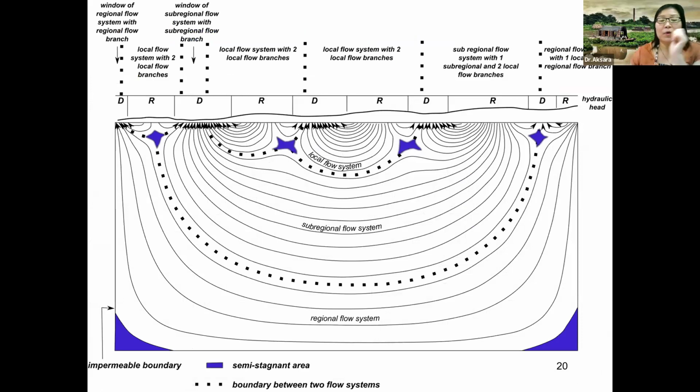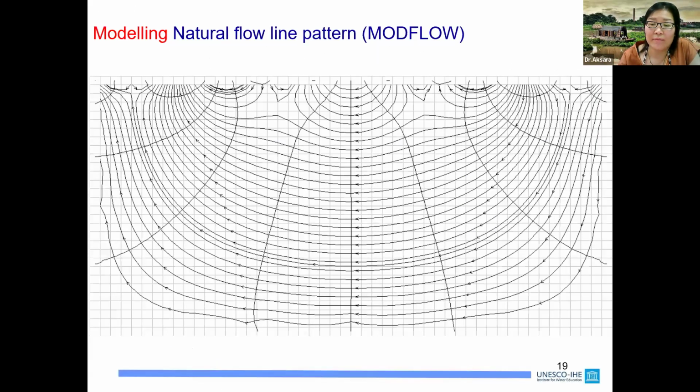Okay, so this picture is telling you a little more detail, continuing from the last slide. This one is also generated from MudFlow. So you see the flow network of the equipotential lines and streamlines.